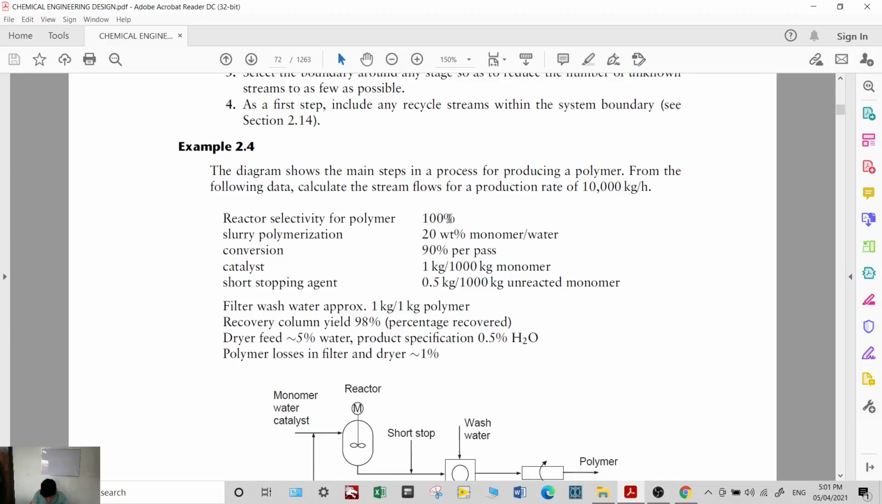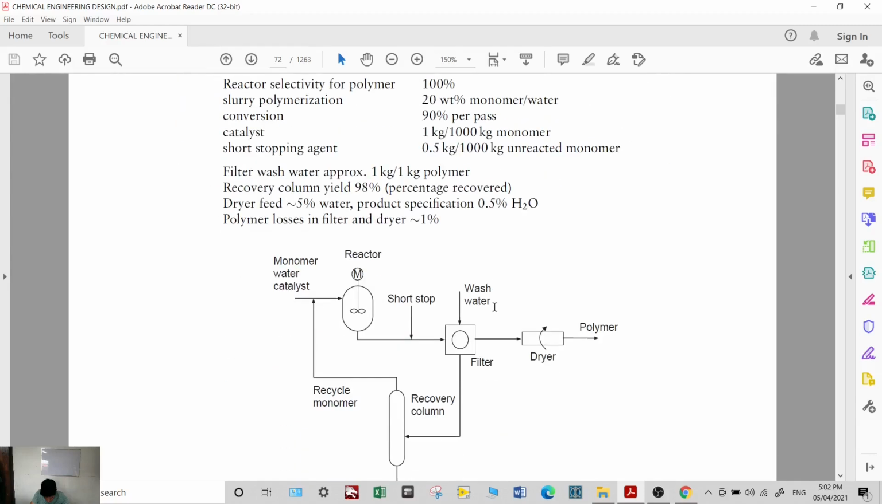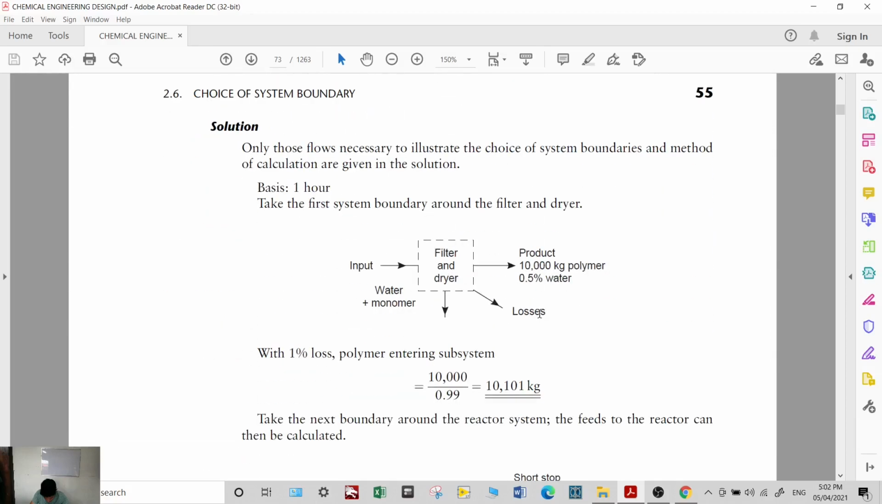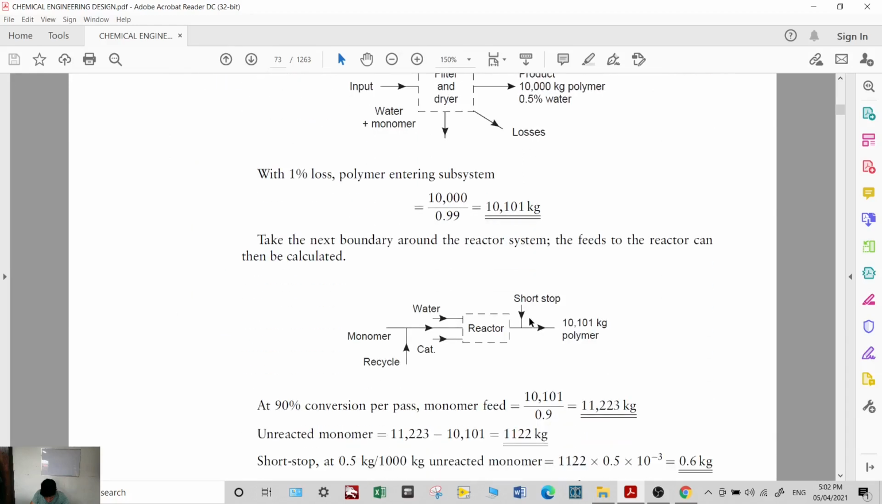Reactor selectivity for polymer is 100%. Slurry polymerization 20% by weight, monomer and water. So this will determine in your reactor the amount of water and monomer that you will feed here. Conversion 90% per pass. So the 90% per pass is for your reactor.